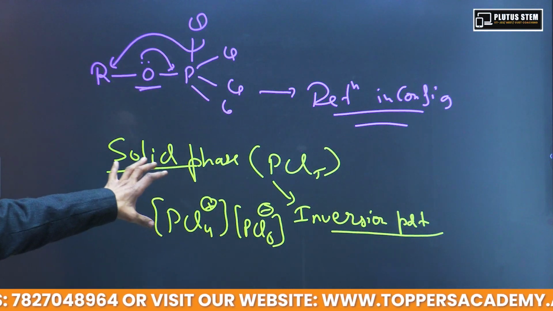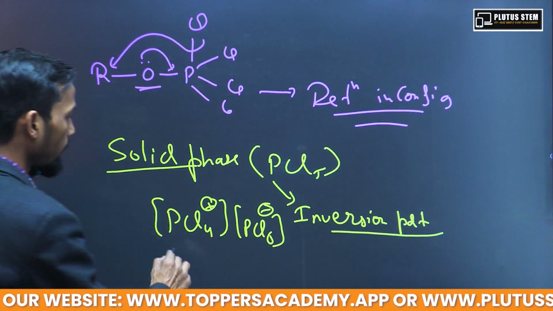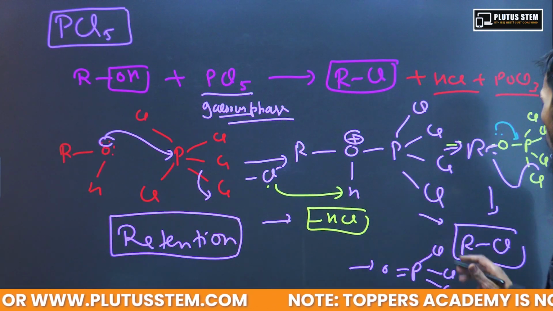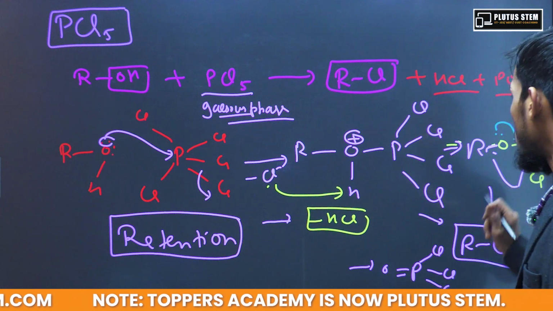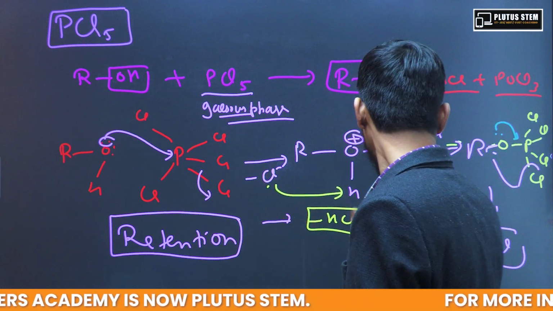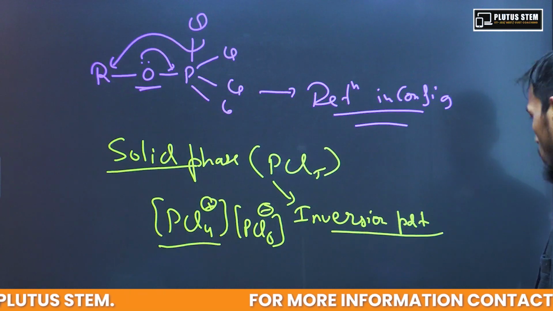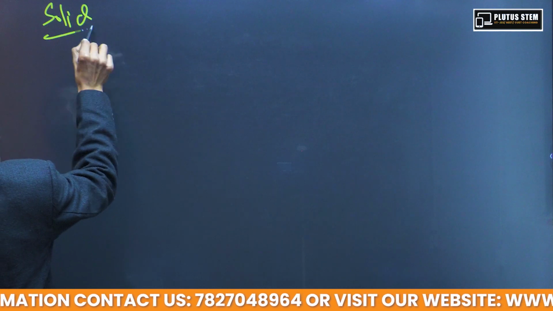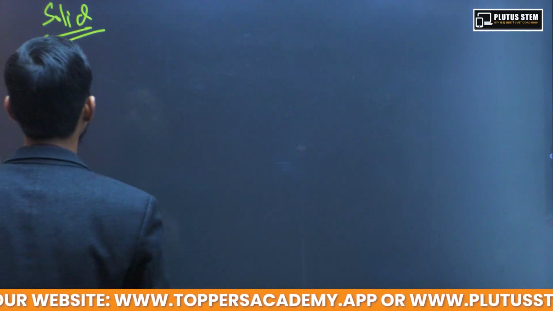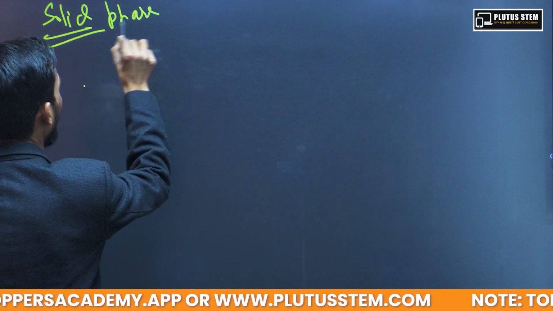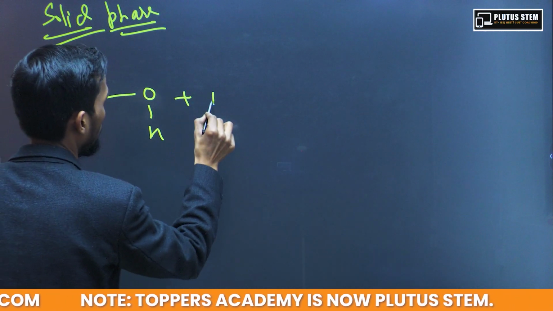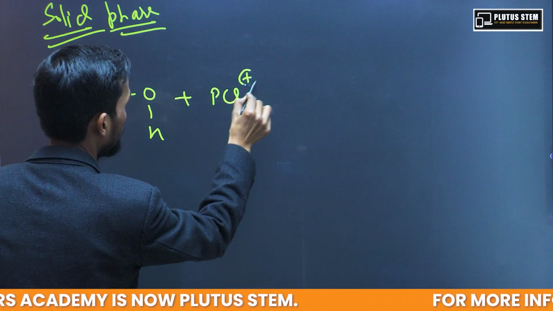So in this form they are formed, and this RO will attack at this PCl4, and this will leave, and at this time, in this case the attack will be from the PCl6. In the earlier case we saw the attack was from this Cl. So I will show you this also if you wish, how the mechanism goes in the solid phase. That is not for the board exam, just from a competitive exam point of view. This is also important for the solid phase. PCl5, if you see, ROH plus PCl4 positive.